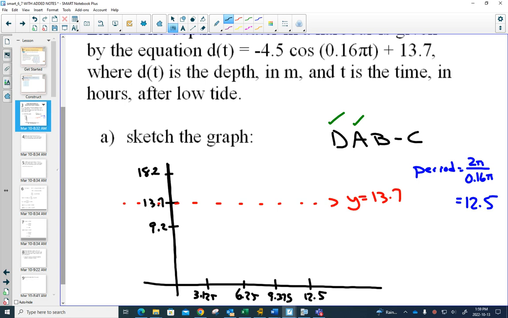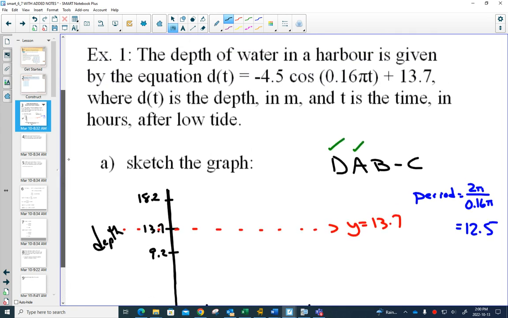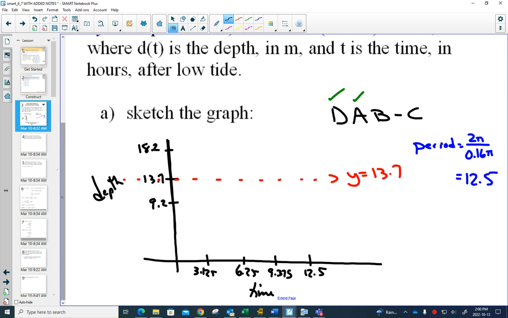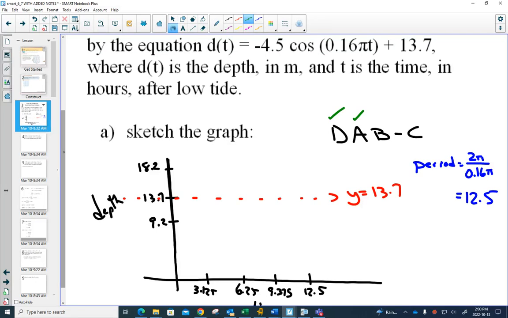And since it's a real life problem, I should label what these things stand for. This is depth, and this is time. Okay. We're drawing a cosine graph, a negative cosine graph. A negative cosine graph starts at, check off B. It starts at a minimum, so minimum, then center line, then maximum, then center line, then minimum.